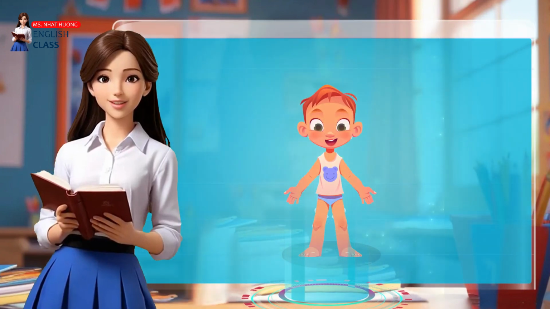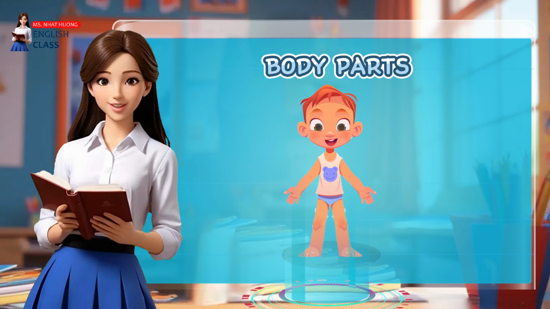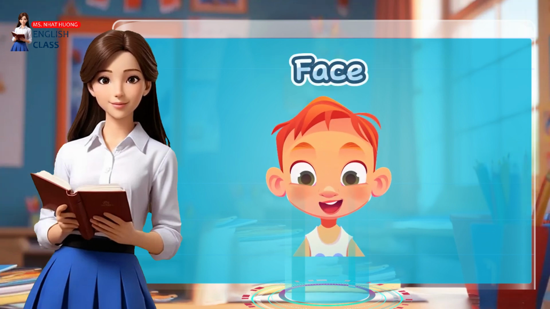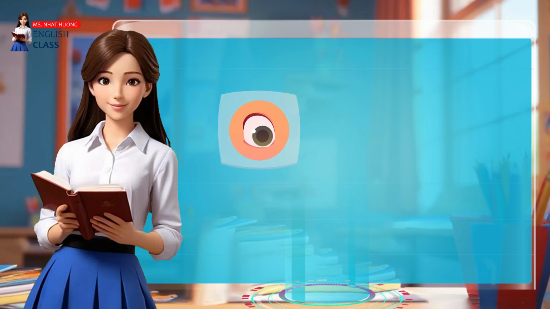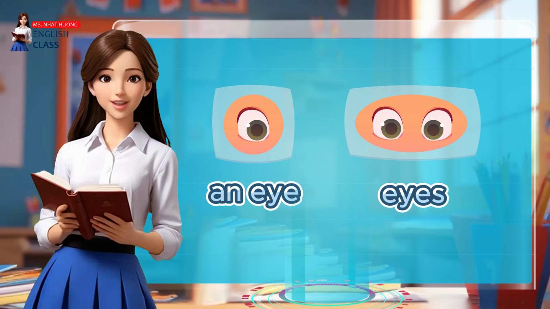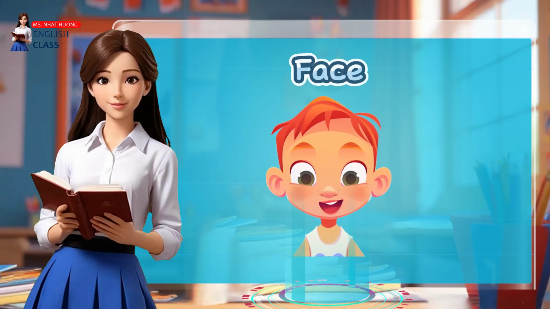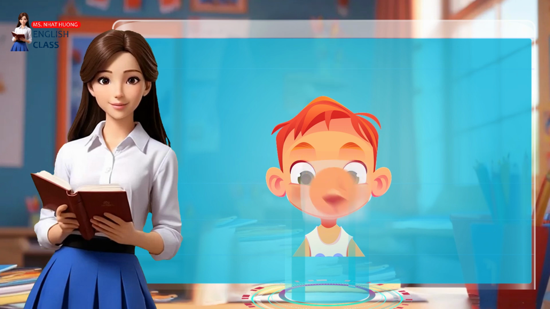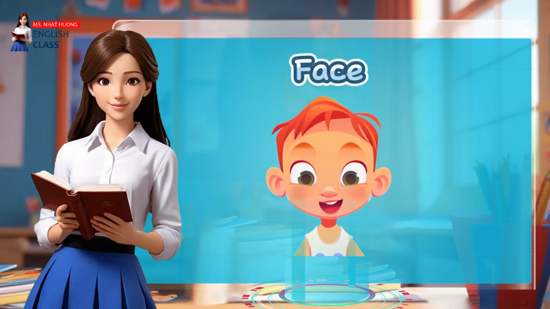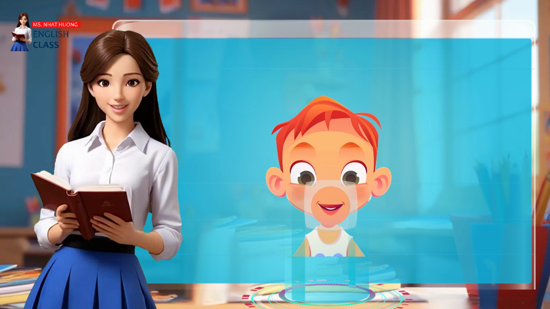Today, I am going to teach you some English words about the parts of body. Let's start with the parts of the face. These are eyes. An eye. Eyes. Now you say, an eye. Eyes. Great job. This is a nose. A nose. Now you say, a nose. Perfect. Next, this is a mouth.